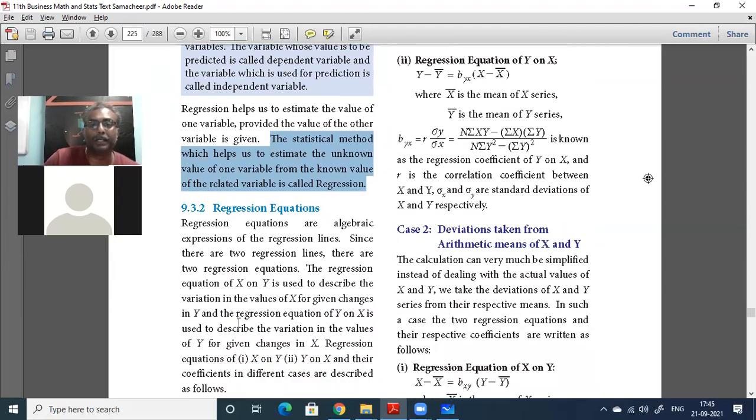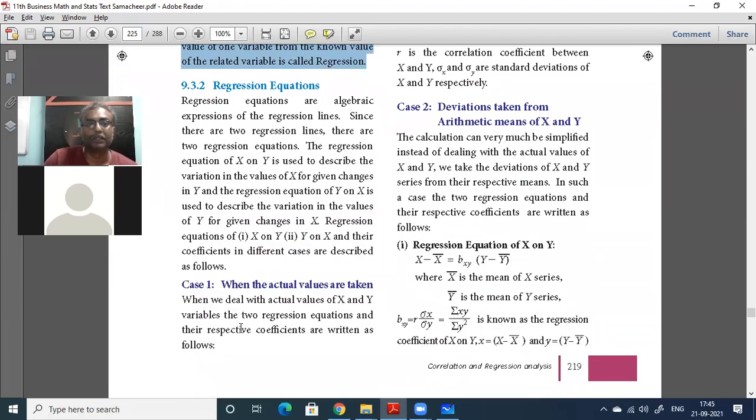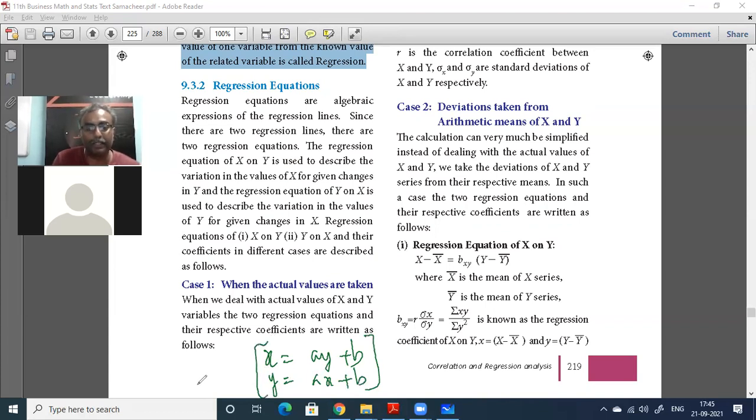Now in regression you have some equations. What are these equations? Regression equations are algebraic expressions of regression lines. What is a line? What is the equation for a line? A line equation will always come in this form: x equal to ay plus b. Either that way, or usually it will come as y is equal to ax plus b. You remember only this equation, the algebraic equation for a line, the linear equation.